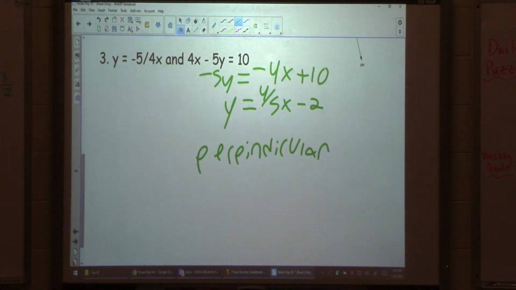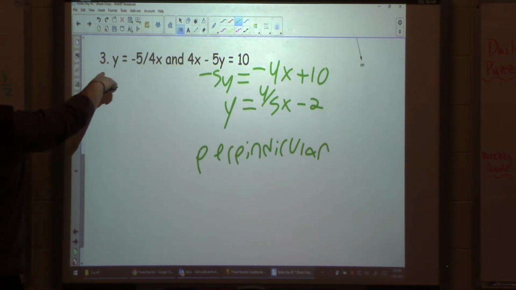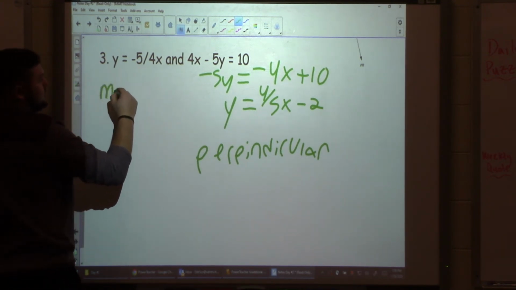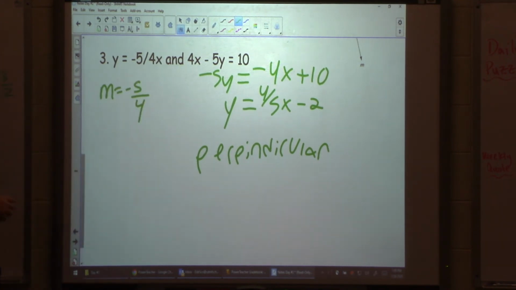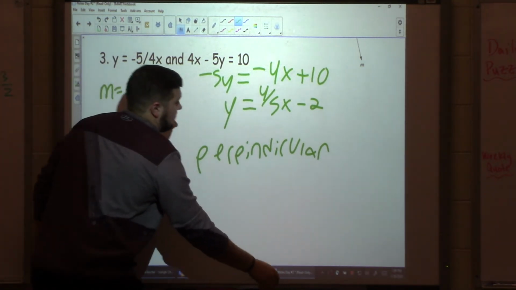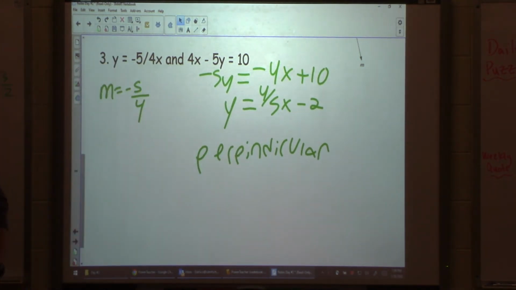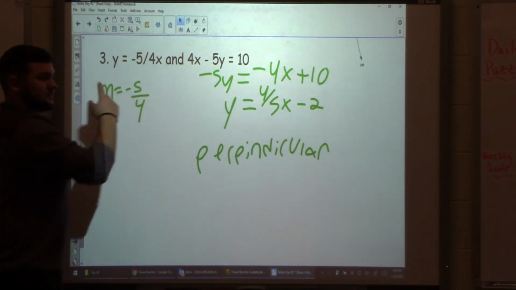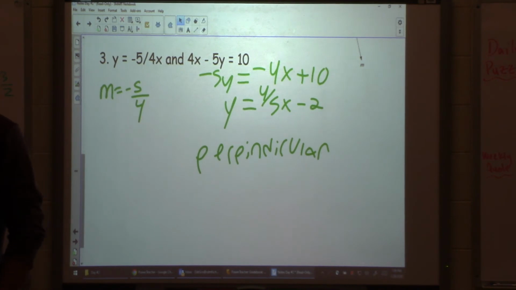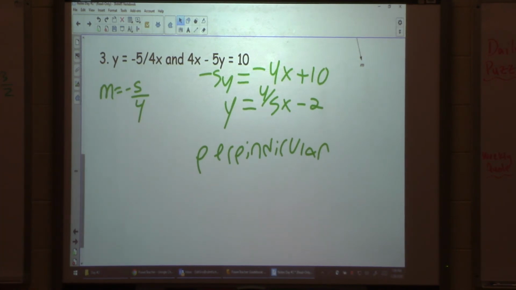Third one, y equals -5/4 x. My slope is -5/4, right? This is just like -5/4 x plus 0. And Johnny solved the second equation out. Got y equals 4/5 x minus 2. So our slope is going to be 4/5. Those are opposite reciprocals of each other, and they're perpendicular.